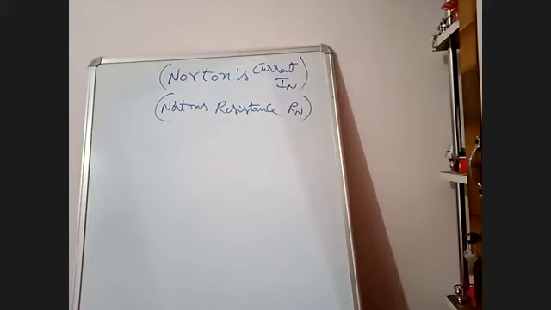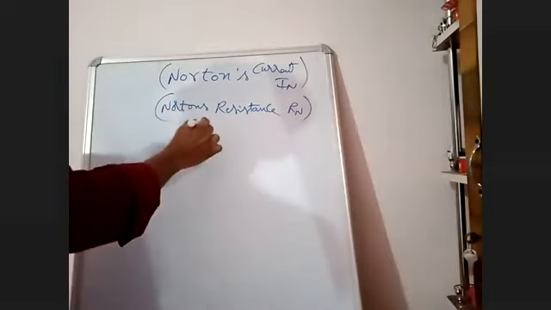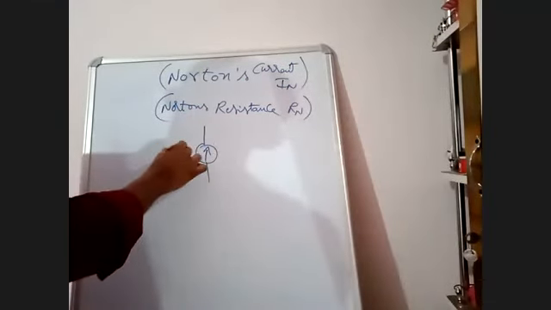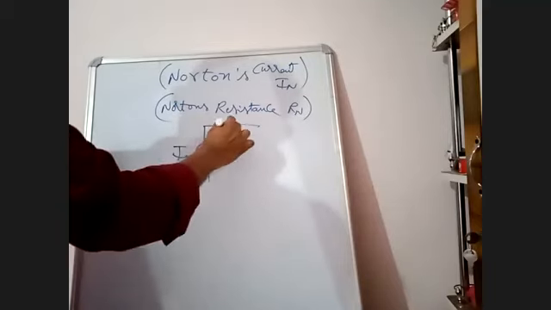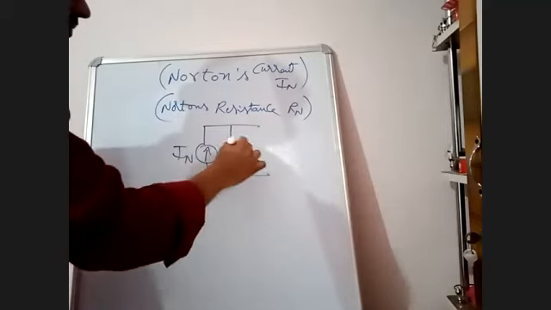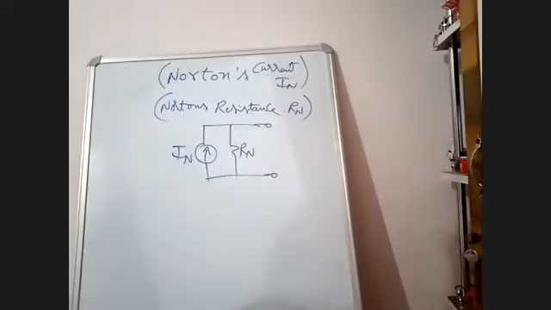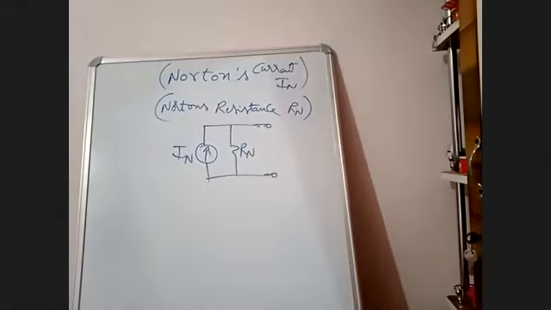See the statement. Any network can be converted into a single current source IN in parallel with Rn. So this is the equivalent circuit. Draw the equivalent circuit. Any network can be converted into like this.